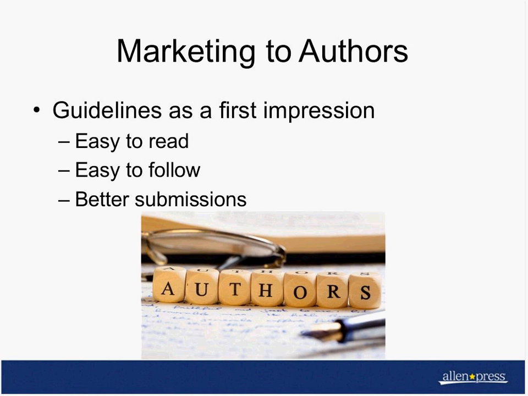Marketing to your authors. The truth is journals are in competition for authors and high-quality papers. You want to make sure your journal is the obvious choice for an author. Use your guidelines as a first impression to the author. If they're not a member, this may be one of the first touches they have with your journal or even your society. The last thing you want to do is frustrate them with unreasonable or outdated requests. This may cause them to look at competitor journals and submit somewhere else.